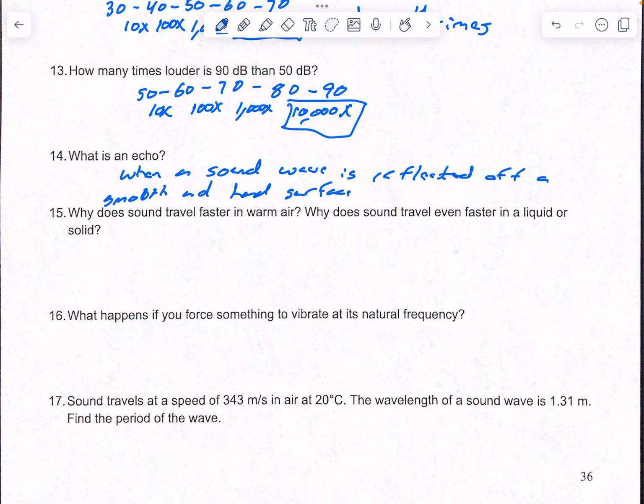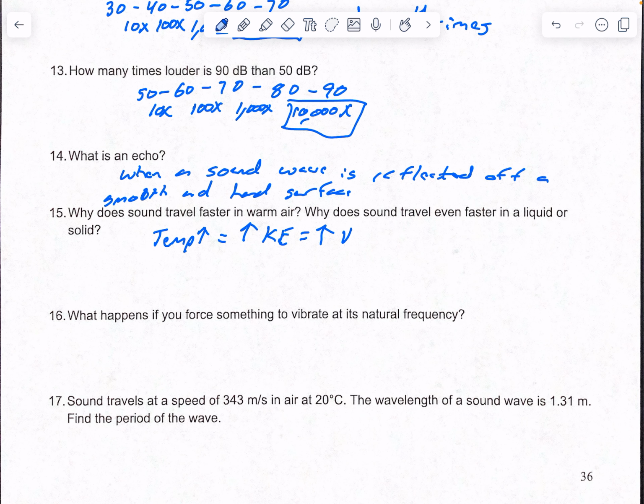Why do sound waves travel faster in warm air, and why does sound travel even faster in liquid and solid? If temperature goes up, those particles start moving even faster, so kinetic energy goes up as well. If your whole goal is to transfer energy, it wouldn't do very good to have particles that are already moving slow. You'd rather have them already moving fast. So the velocity goes up since that kinetic energy is up as well.